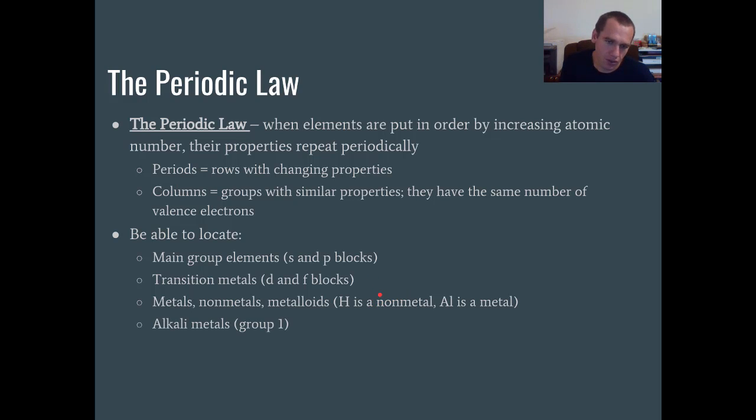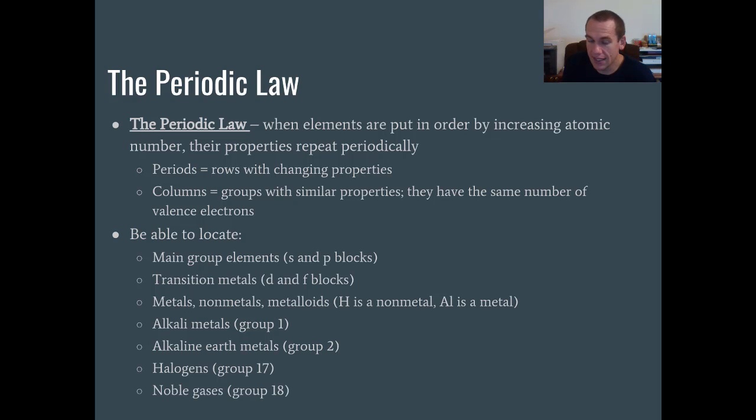The alkali metals are group 1, that's column 1, that starts with hydrogen, except hydrogen is a nonmetal, so lithium, sodium, potassium, rubidium, cesium, and francium. The alkaline earth metals, which is group 2, second column, and then the halogens, group 17, and the noble gases, group 18. Those are 4 major groups on the periodic table that you should be able to recognize.